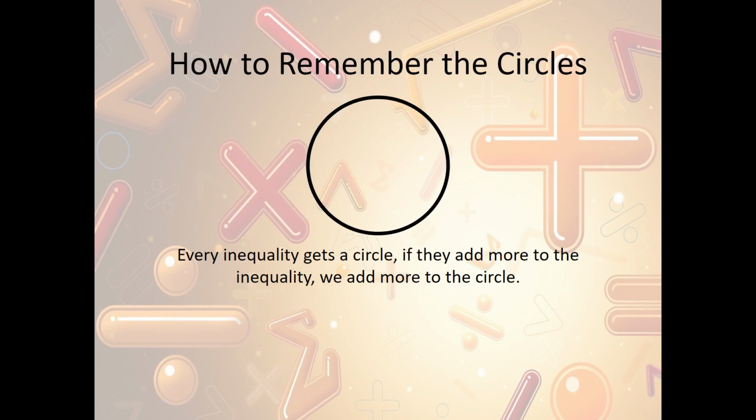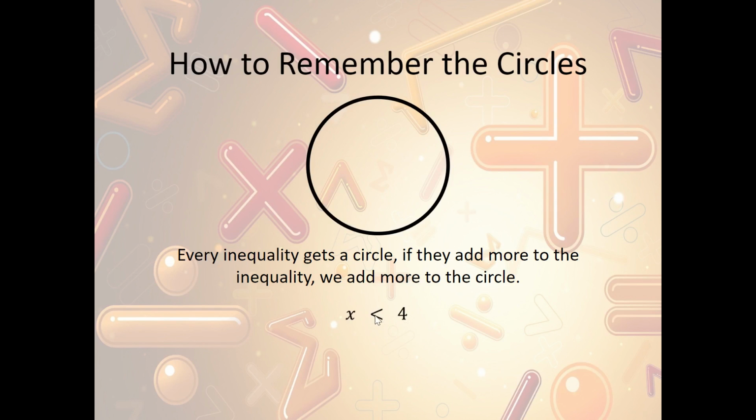So how do we remember the circles? The way we remember it is this. Every inequality gets a circle. And if they add more to the inequality, we add more to the inequality. What does that mean? Well, this is a basic inequality symbol. This is x is less than 4.